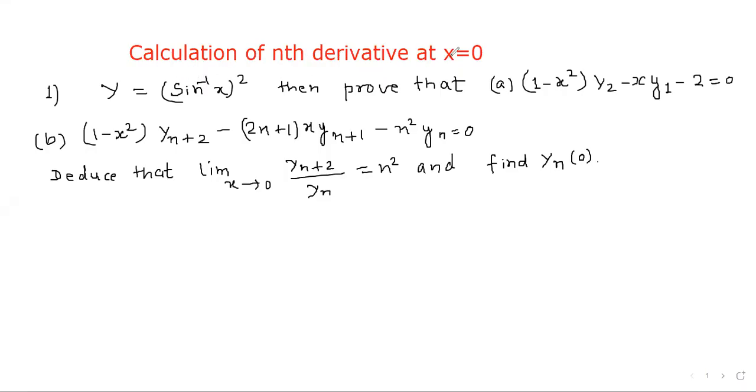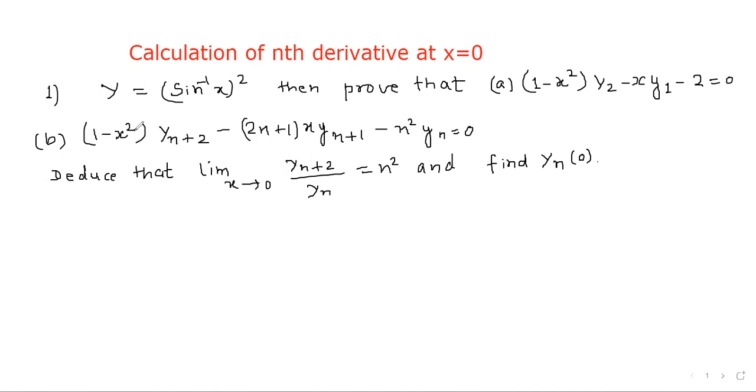Calculation of nth derivative at x equal to 0. The question is: y equal to (sine inverse x) whole square. Then prove that (1 minus x square) y2 minus x y1 minus 2 equal to 0.